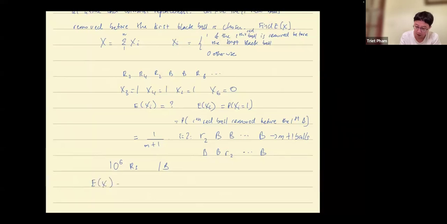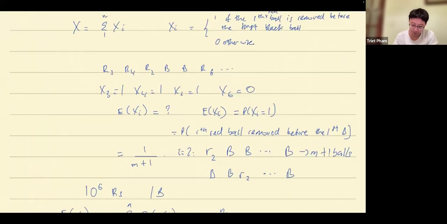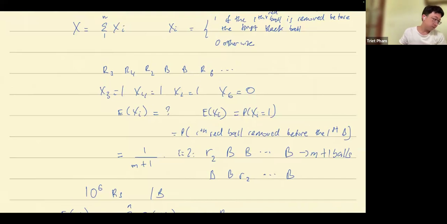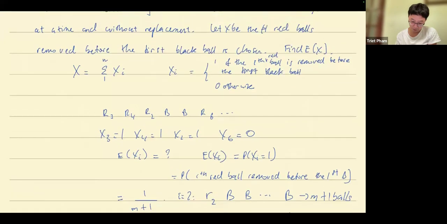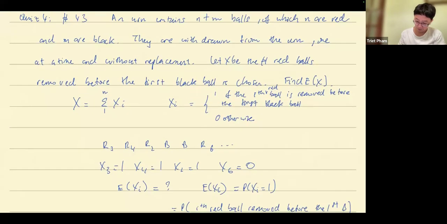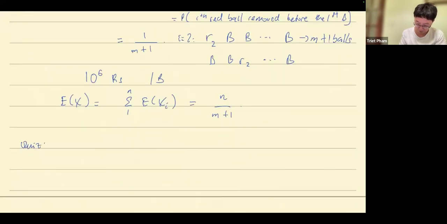So right here, the expectation of x then, being the sum of expectation of xi, and all of them being the same, is n over m plus 1. Any question? All right. Move on. So this is question number 45 in your homework.